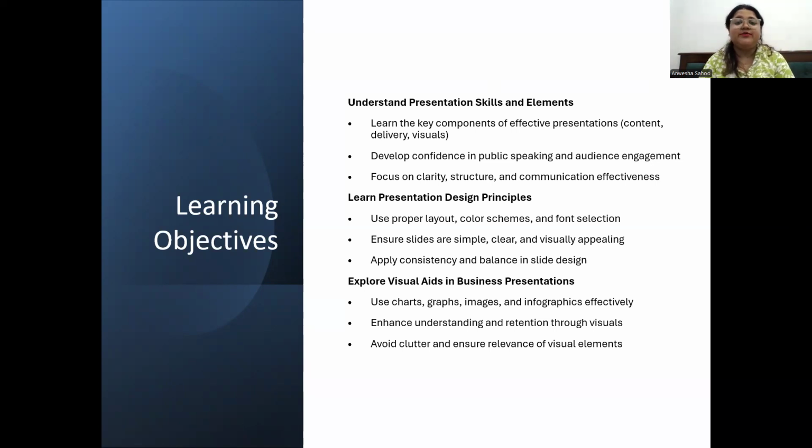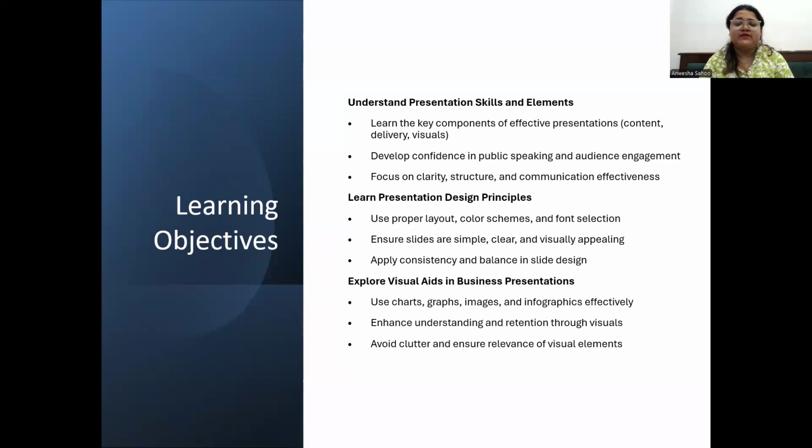We will also learn presentation design principles: use proper layout, color schemes, and font style, the selection of the font. Ensure the slides are simple, clear, and visually appealing to the audience. We will also learn how to apply consistency and balance in slide design.